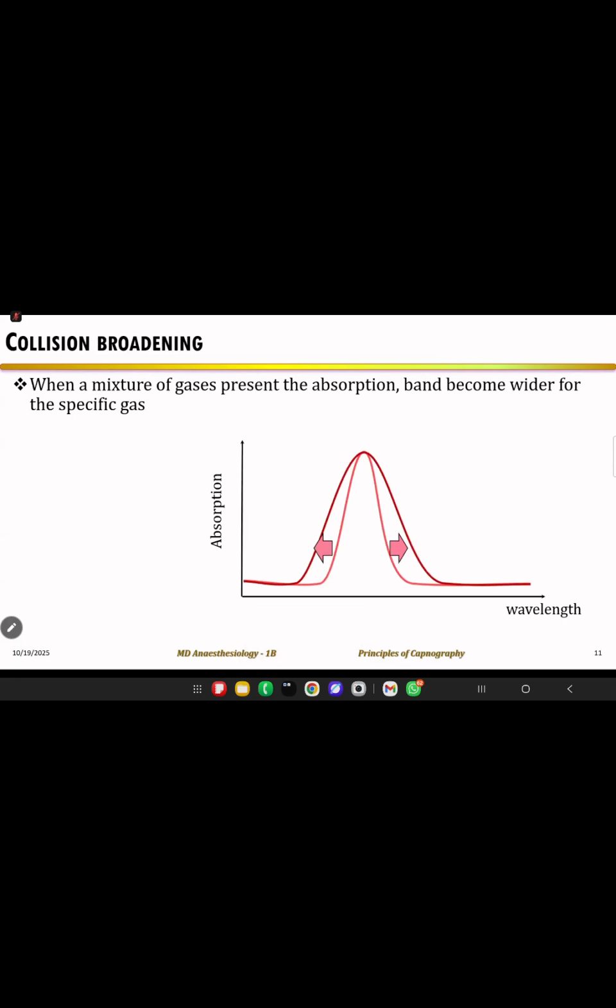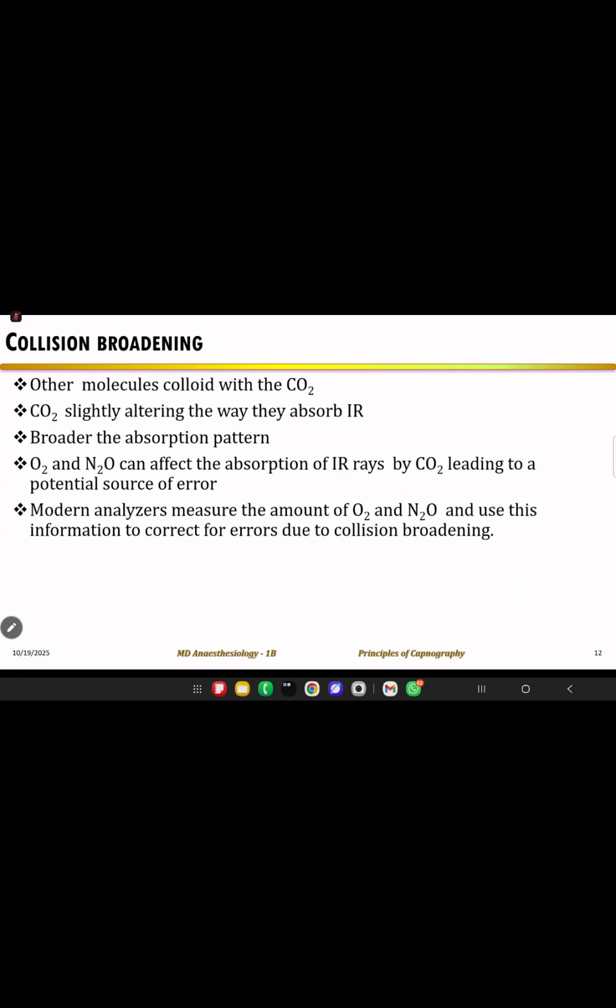There's a thing called collision broadening, which you need to understand in relation to capnography. When a mixture of gases is present, the absorption band becomes wider for the specific gas. So this is the normal, but it will be widened when a mixture of gases is present. It is because other molecules collide with the carbon dioxide and slightly alter the way it absorbs infrared radiation, broadening the absorption pattern.